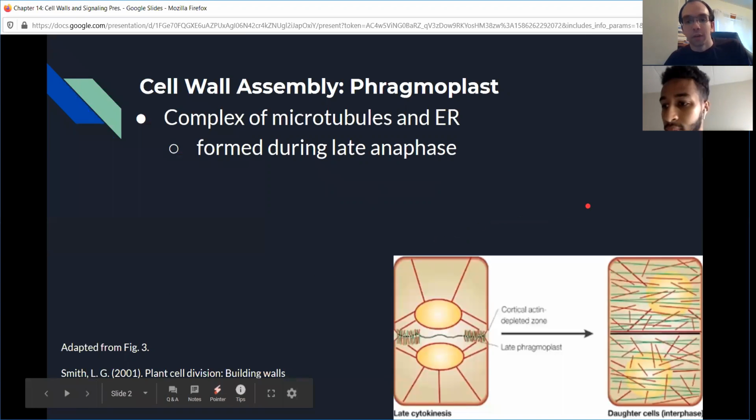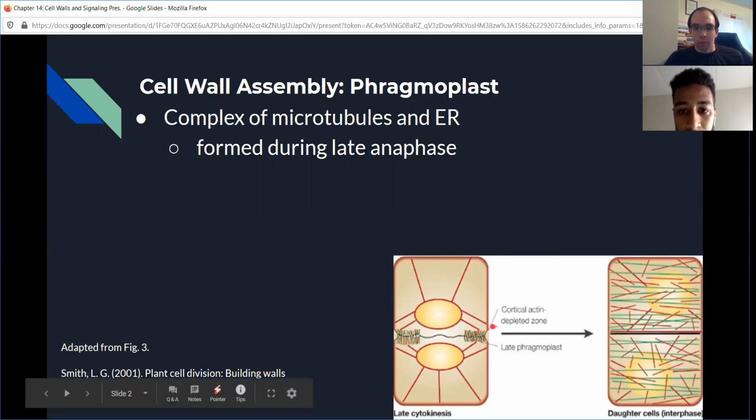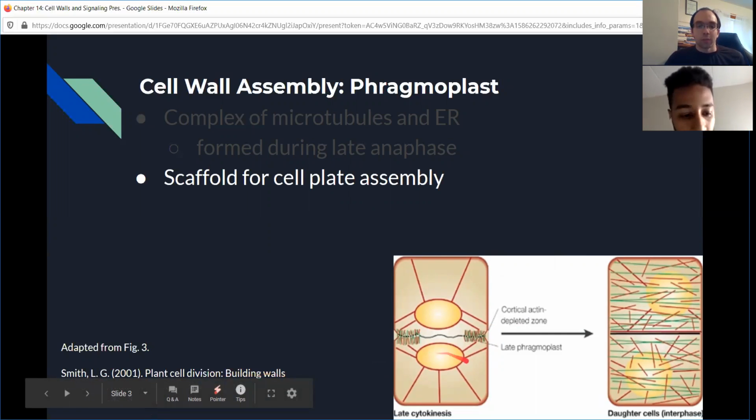So to start with assembly, it all begins with the phragmoplast. In the figure in the bottom right corner, you can roughly see the phragmoplast. Now the phragmoplast is a complex of microtubules and endoplasmic reticulum that forms late during cell division. The role of the phragmoplast is to set up a scaffold for the cell plate assembly, which means it helps with alignment of everything on the cell plate.